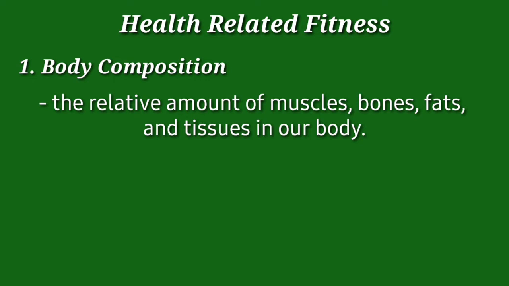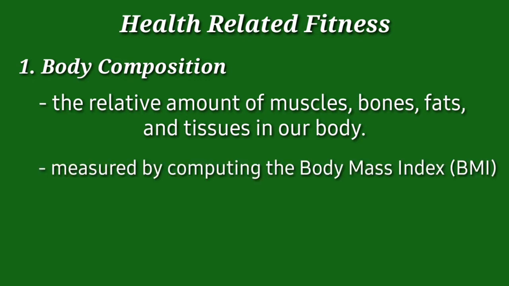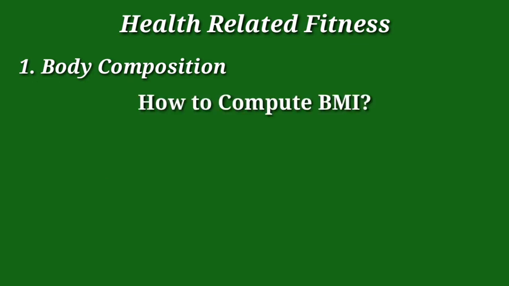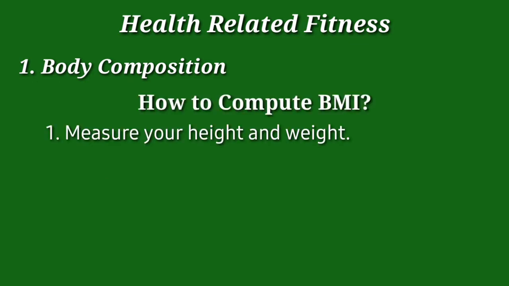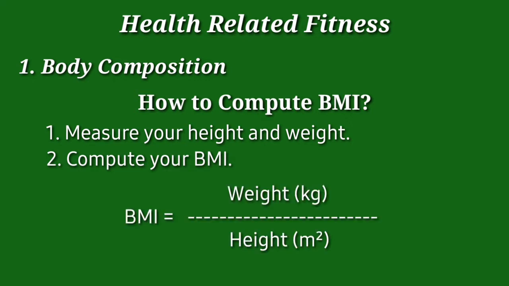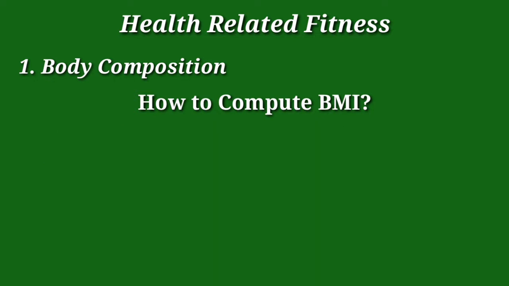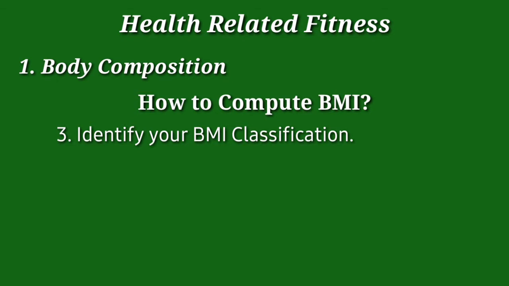The body composition of a person is measured by computing the body mass index. How to compute your BMI? First, you are going to get the measurement of your height and weight. Then, you are going to compute your BMI using the formula: BMI is equal to weight in kilograms over height in meters squared. Then, find your BMI classification using the BMI classification table.